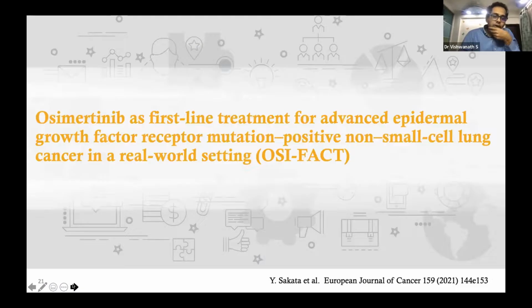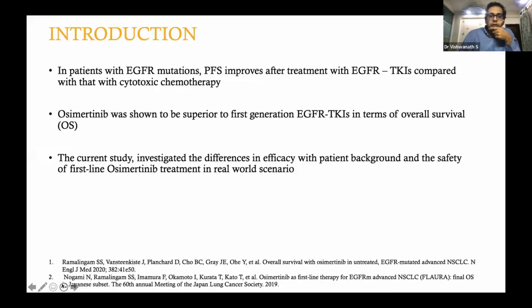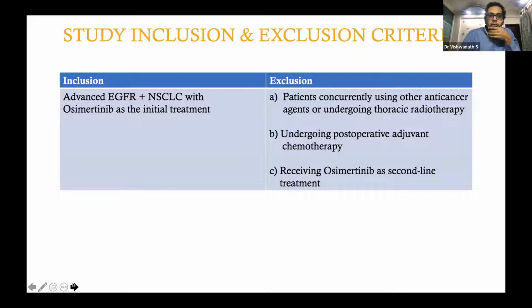And going to the next study, which is the OSIFACT study. And this is the background. Again, patients who had advanced EGFR positive non-small cell lung cancer with osimertinib as the initial treatment were included, and patients who were concurrently on other anti-cancer therapy or were receiving radiation therapy were excluded, and those undergoing post-operative adjuvant chemotherapy or those receiving osimertinib in the second-line treatment were all excluded from the study.